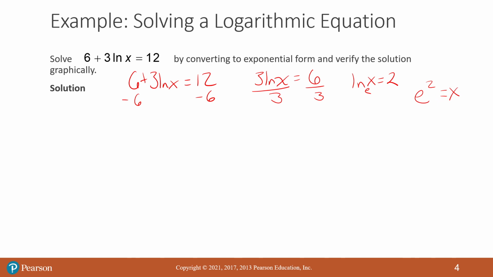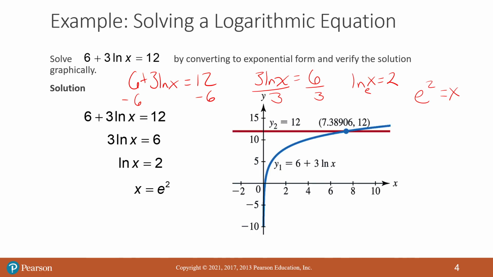Now you can find the numeric answer for that by typing that in your graphing calculator as well. But many times we'll leave it here as just e squared. You can also check yourself on your graphing calculator by graphing y1 as 6 plus 3 natural log of x, and y2 as 12, and you can check their intersection point. If you check their intersection point, it turns out to be 7.38906, which is indeed e squared. It's just the numeric value of e squared. Remember, e is just a number.